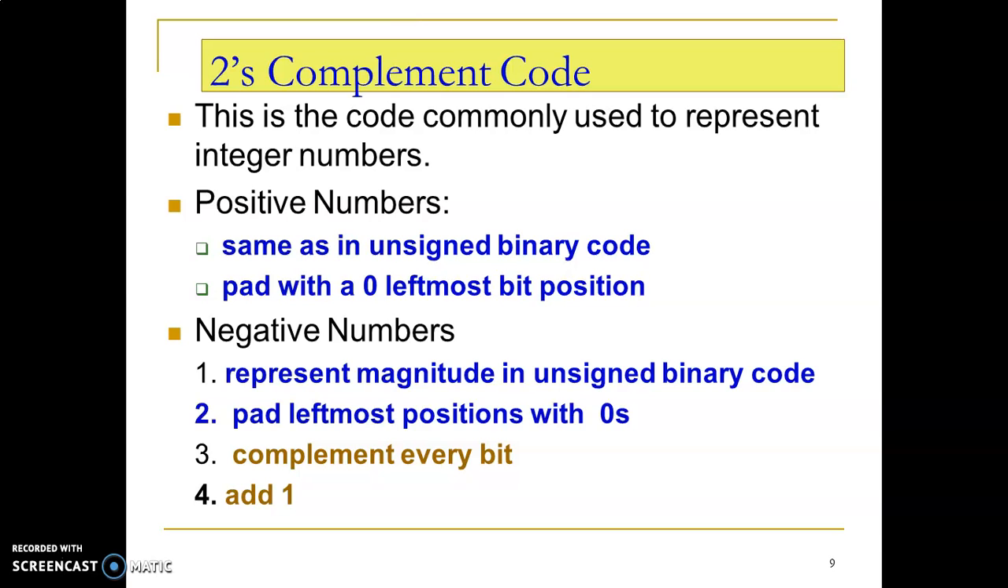2's complement form. Again, positive numbers are represented in the same way as in unsigned binary code. We are going to pad a 0 in front to indicate it is a positive number. To represent a negative number in 2's complement, we are going to represent the magnitude just in an unsigned binary code. Just convert the given number to its binary equivalent. Then pad a 0 to the leftmost position. Then find 1's complement of the given number. Then add 1 to it. This is how we find 2's complement of a number.